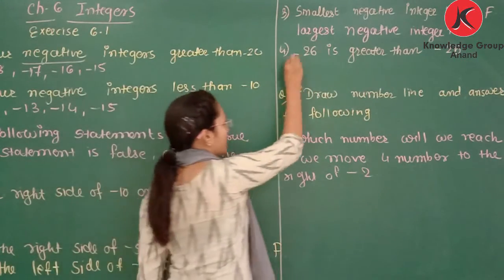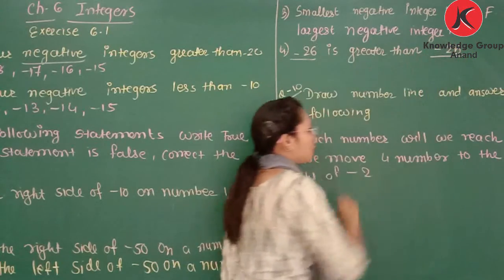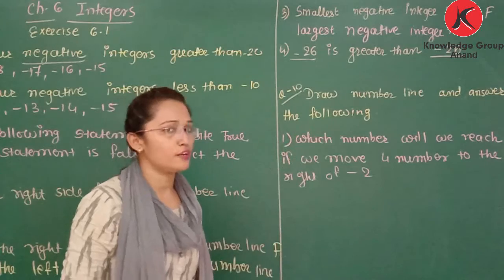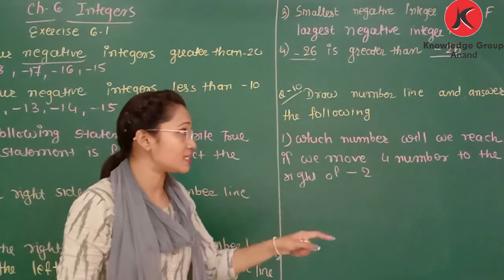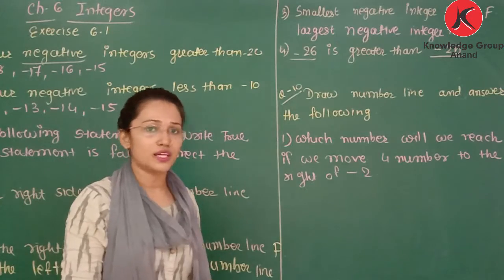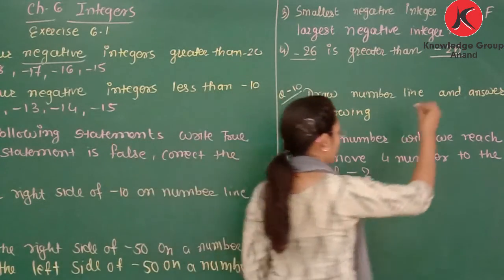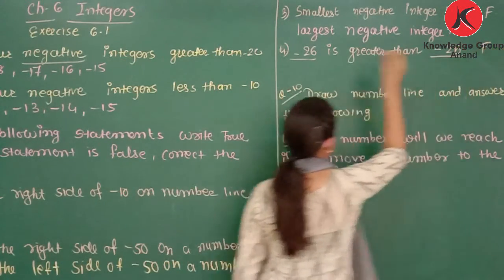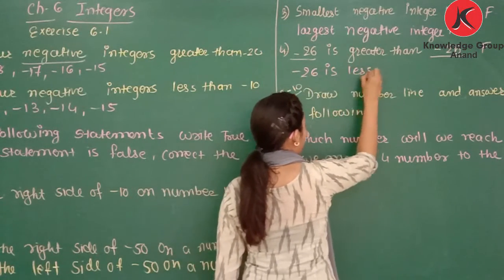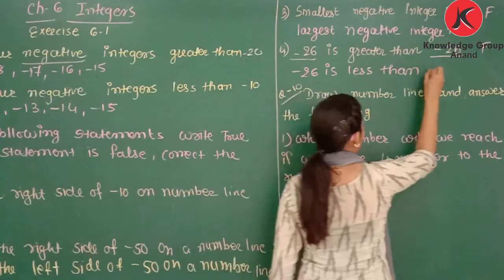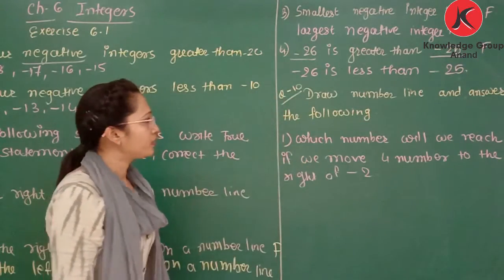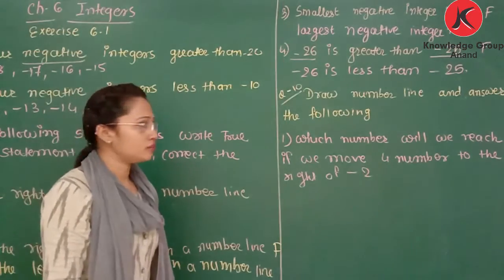Okay, minus 26 and minus 25. Which one is greater? So if we draw a number line, then minus 25 will be on the right side, and minus 26 will be on the left side. And the left side number will be smaller. So this statement is false. Minus 26 is less than minus 25. Clear?